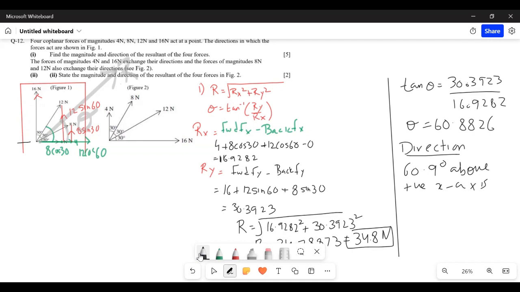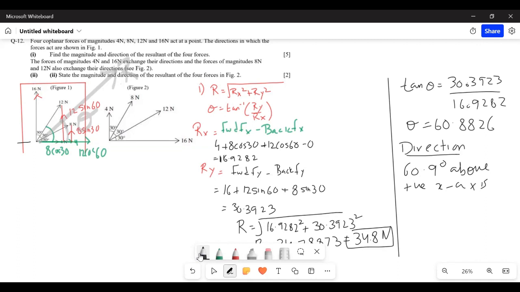Because then it should also have been 5 marks if we had to do exactly similar working, where we find the new Rx, the new Ry, and from them find the resultant using Pythagoras and then find theta using tan inverse. So that means you're not expected to do the same thing all over again. Okay, so now that means we have to do something else. Notice that the forces are the same. There's a 4 Newton force, an 8 Newton force, a 12 Newton force, a 16 Newton force. It's just that, in a way, these forces have been reflected.